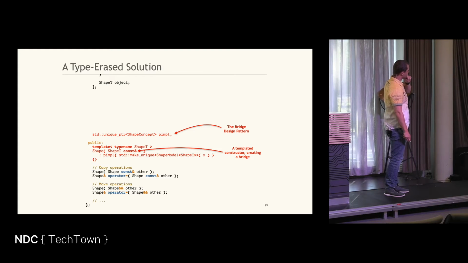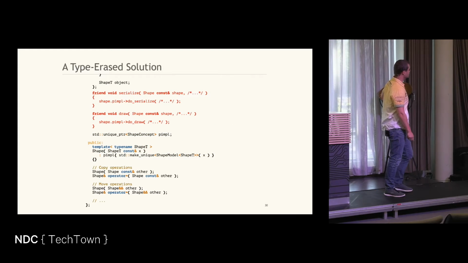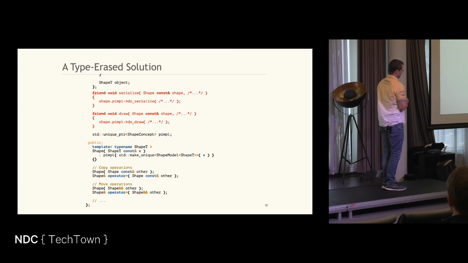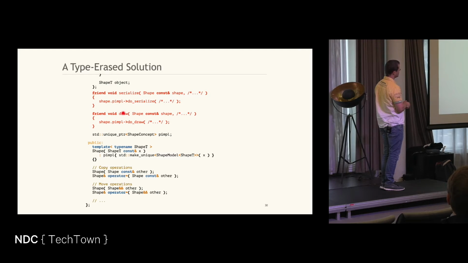All right. However, of course, I now want to use this. The type is not entirely gone. I have the according virtual functions in my base class. And so I simply provide the functions that trigger this polymorphic behavior. So this serialize function, for instance, triggers the do serialize function on the pimple. This draw triggers the do draw on the pimple, on the shape concept pointer.